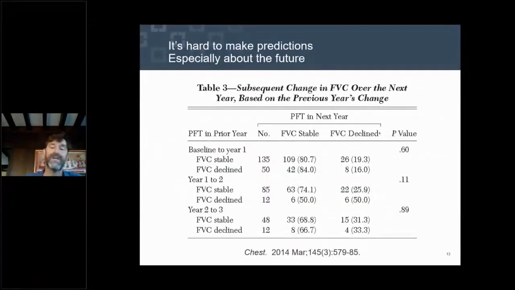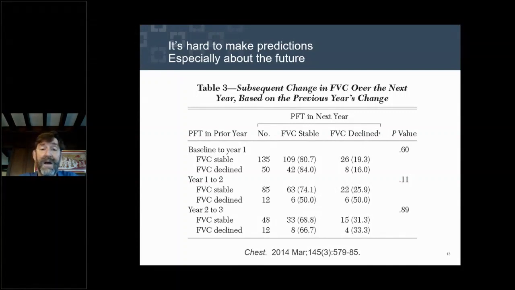And there was actually a study in 2014 looking at this, at the University of Michigan. They wanted to look at, okay, let's follow your pulmonary function tests for a year and see what happens. See if your pulmonary function tests get worse next year. Does that mean they're going to decline the next year also? Or if your PFTs stay stable the first year, does that mean they're going to stay stable the second year? And what they found was that there was no predictability. So if you're stable 1 year, that does not mean you're going to be stable the next.